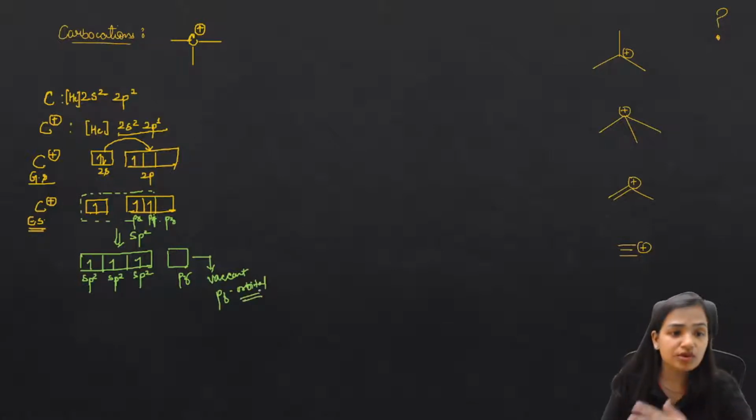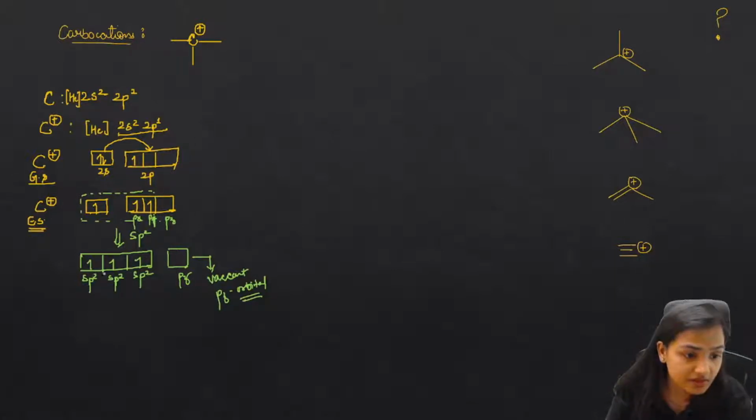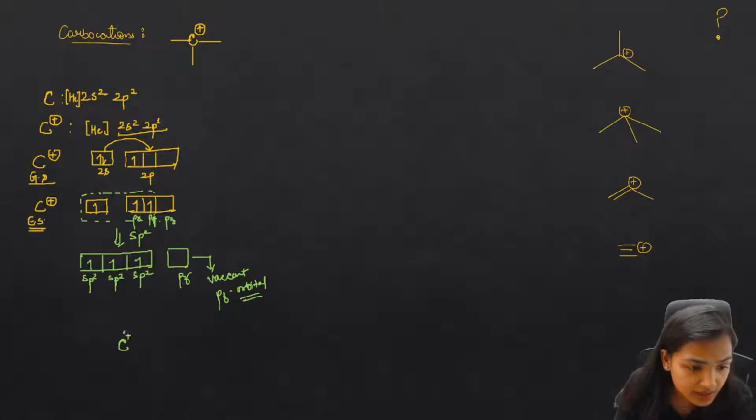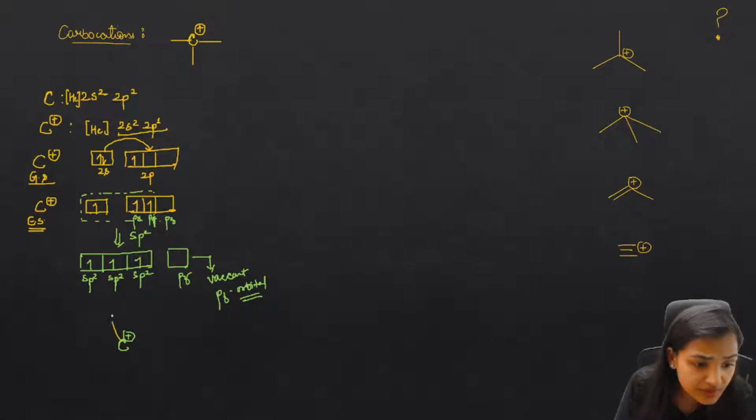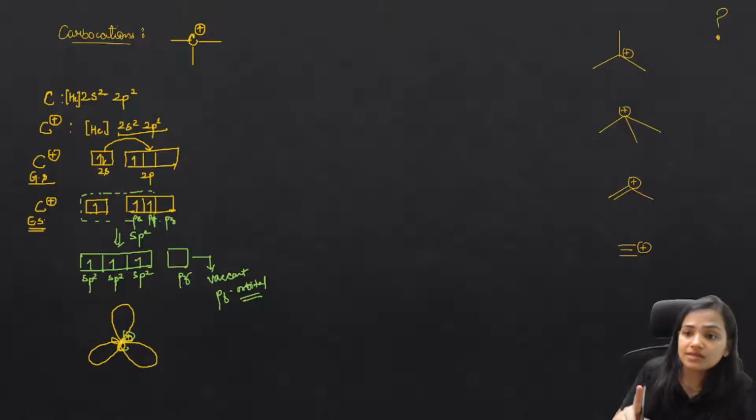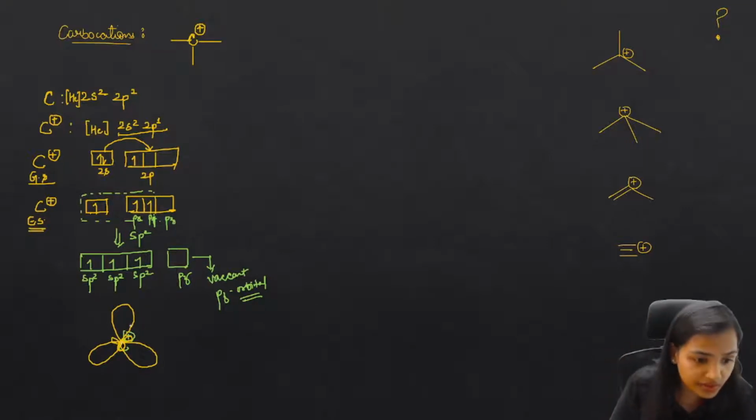So when we have to draw the structure of such a carbocation, we must know that here we have 3 hybrid orbitals. So over a carbon with a positive charge, here we have 3 sp2 hybrid orbitals. This is one hybrid orbital, this is another hybrid orbital, and this is another hybrid orbital. Hybrid orbitals always have a major lobe and a minor lobe. So these are the hybrid orbitals, one with a major lobe and this is a minor lobe. Why is this a major lobe? Because this has undergone bond formation.